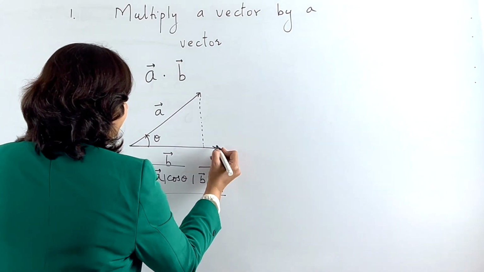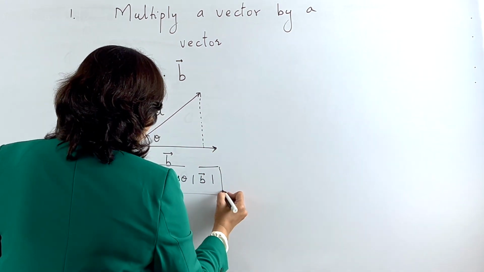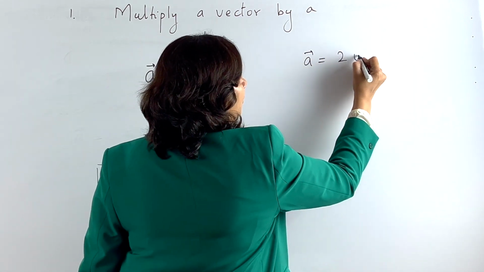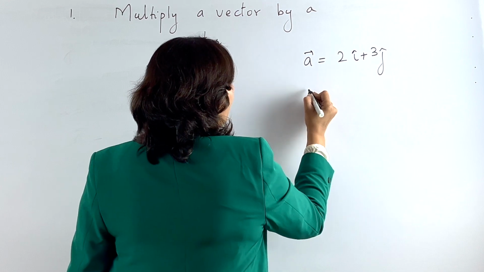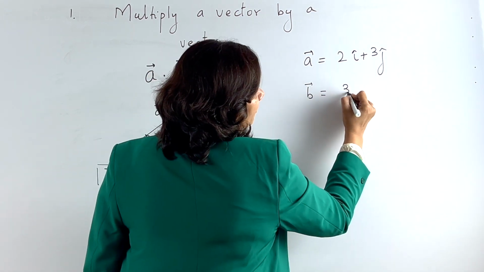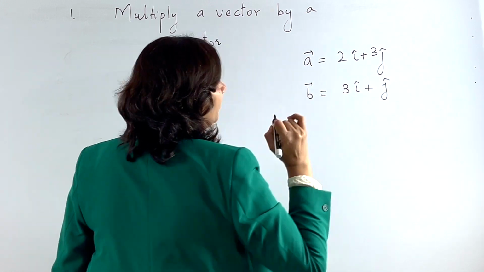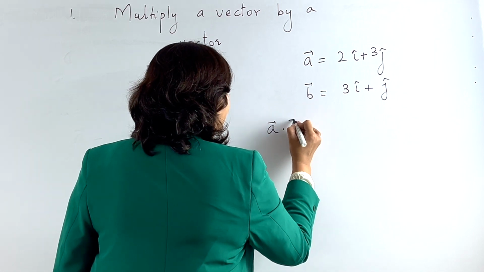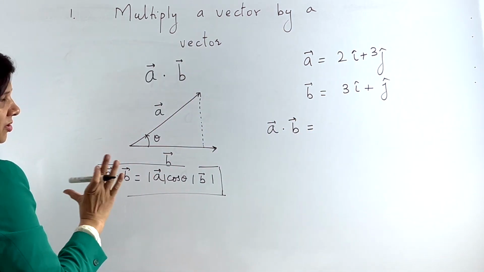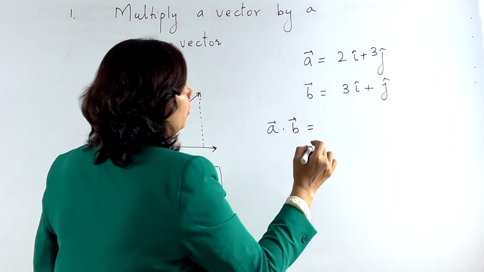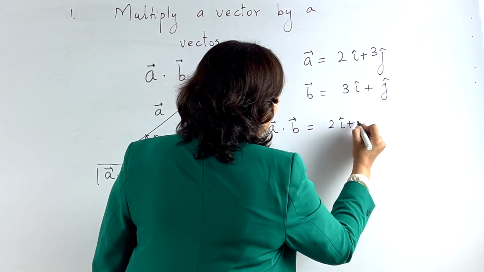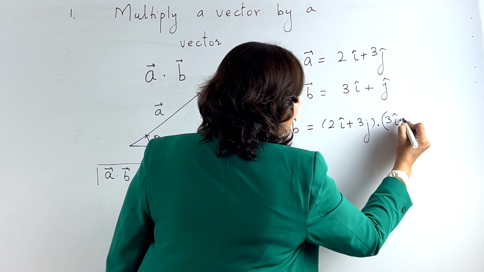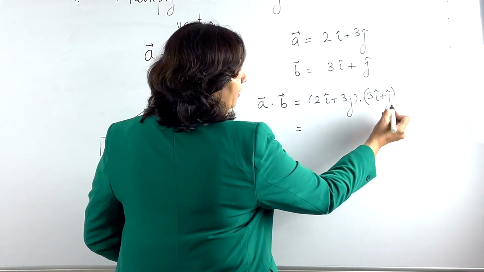Okay. So now let us take two vectors. Vector A as 2i plus 3j, vector B as 3i plus j. Okay, and let us find vector A dot B. Okay, this is our definition of dot product. Using this, we will see what we get here. 2i plus 3j dot 3i plus j.